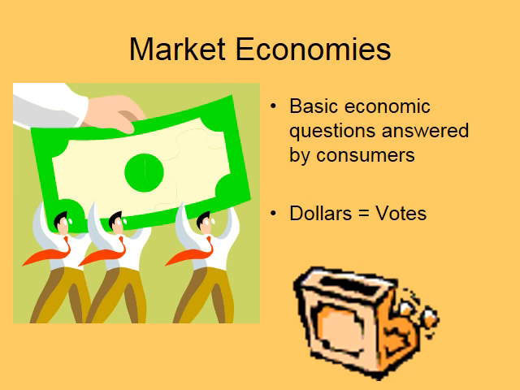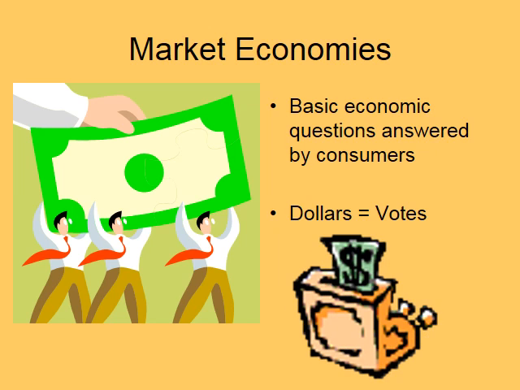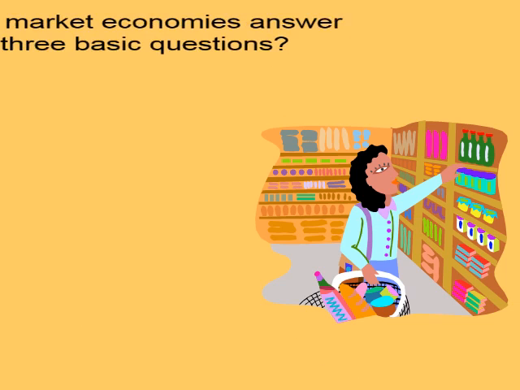When it comes to market economies, all the basic economic questions are answered by the consumers. So in this type of economy, the consumers have the most power because it's their dollars that are basically voting for what they want people to make. Because if consumers don't want to buy something, it's not going to get made after a while. They're going to go out of business.